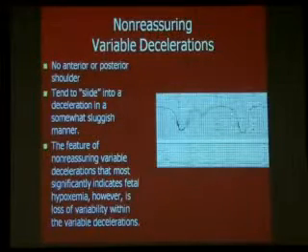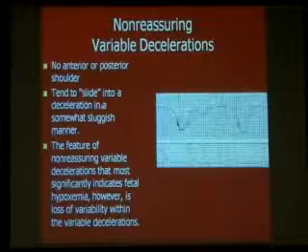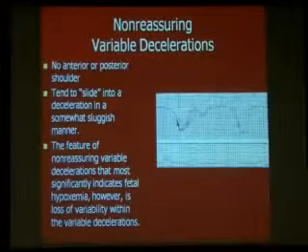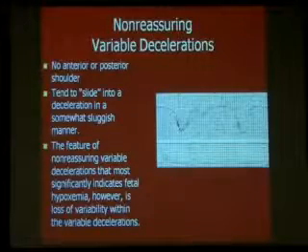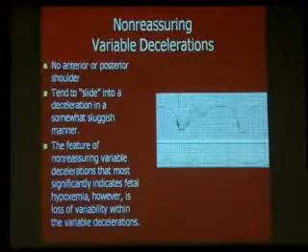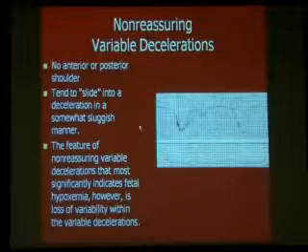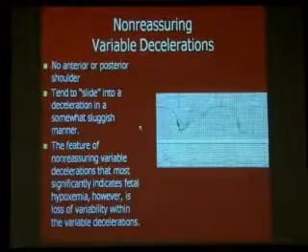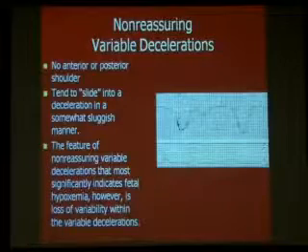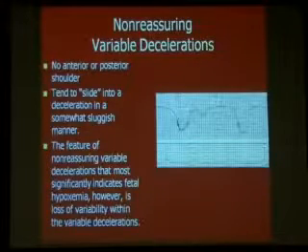No anterior posterior shoulder. They tend to slide into deceleration. See? Look at this, slowly over a minute. Somewhat sluggish. See, it's slow. This is not an all of a sudden one. And the feature of a non-reassuring variable deceleration that most significantly indicates fetal hypoxemia is loss of variability.